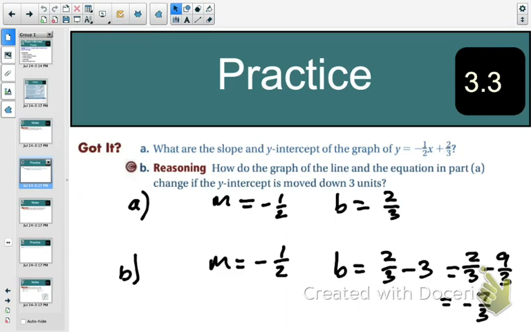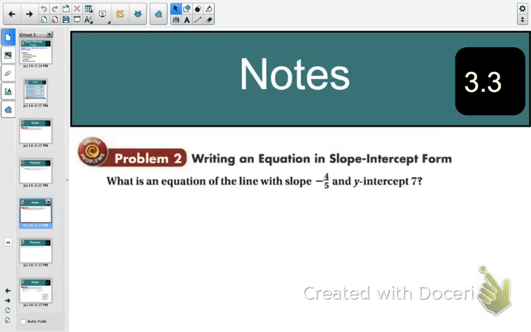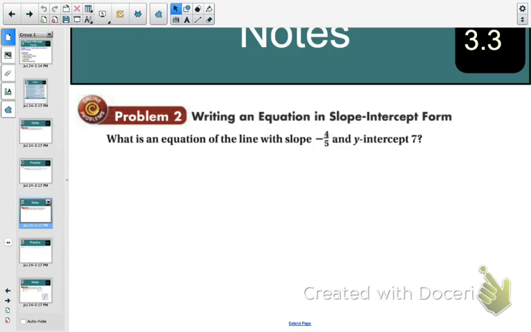Welcome back. Okay, so for part A, your slope is going to be the 1/2 right there, and your y-intercept is going to be the 2/3 right there. Next question says, if we move it down 3 units, how does that change the answer? Well, your slope doesn't change because it's still going to be the same angle. We're just going to move it down like that. But your y-intercept would go down by 3, so we would do 2/3 minus 3, which I did right here, and came out to be negative 7/3. Fascinating stuff.